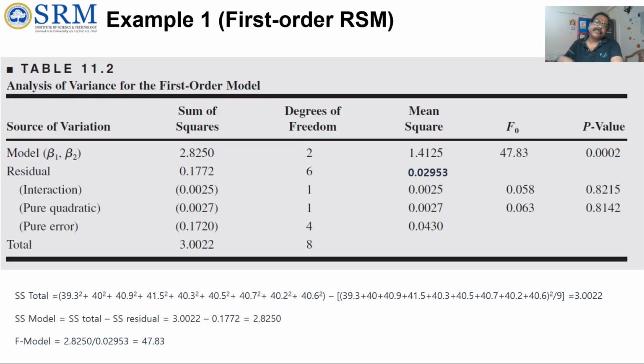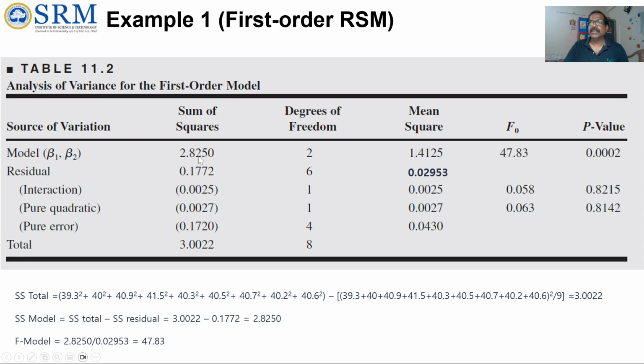With this we can frame this table. So what values do we have? We calculated this value, this value, and this one, and the pure error we also know. With that we can calculate the residual value. Total sums of squares we can calculate by this method: the sums of squares of all the responses minus the sum of individual values whole square divided by 9. We get SS total.